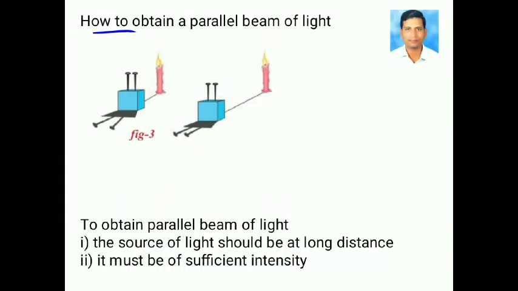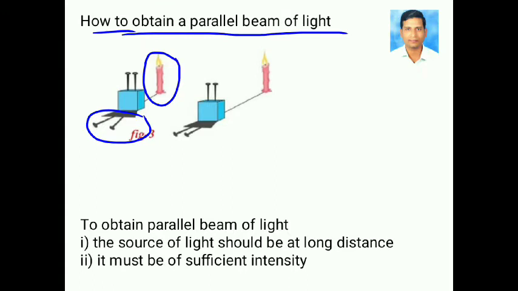How to obtain a parallel beam of light? Stick two pins perpendicularly, parallel to each other, on a thermocol block as shown in the figure. Now observe the shadows of the pins by keeping a source of light or a candle very near to it.